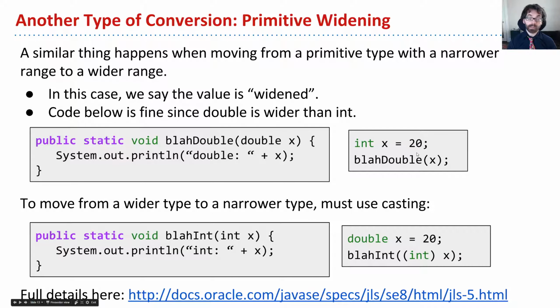it an integer. And since Java, in its specification, says ints are narrower than doubles, it will automatically widen, and this will work just fine. However, if we want to pass a type that is wider than the expected type, then we need to manually specify a cast, and in that case, it will allow us to do this.